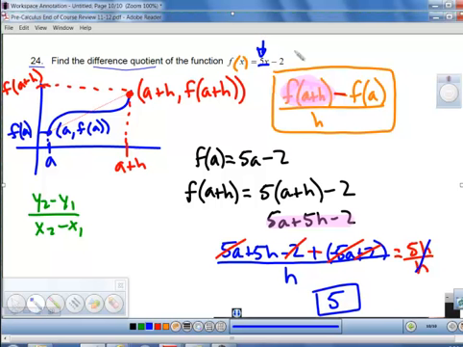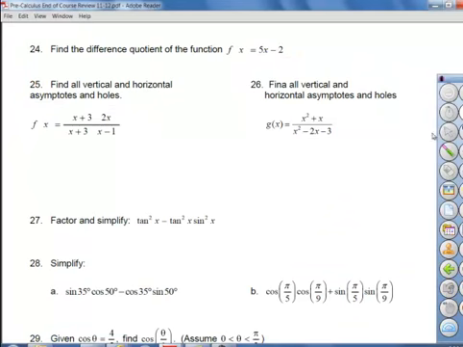Now, it's not always going to be that easy. If it had a square, if it's a quadratic, it's a lot more difficult. So watch out for that, but this is how you do it in a nutshell. So let's do the next two.